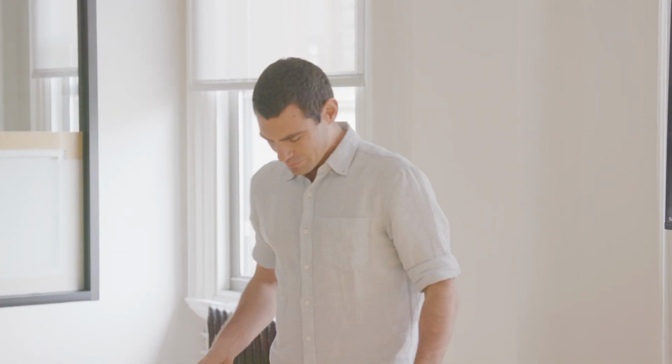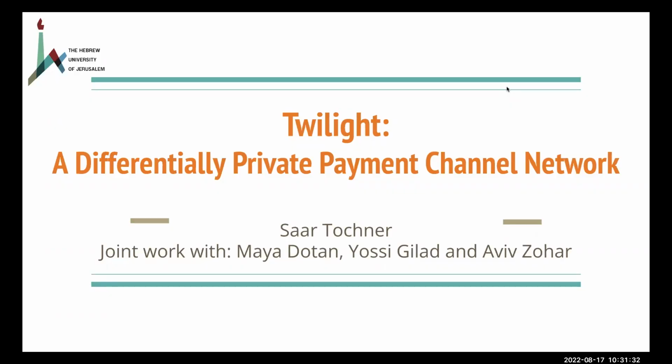I really want you to understand this deeply. The paper is called Twilight, a differentially private payment channel network. This is joint work with Maya Dotan, Yossi Gilad, and Aviv Zohar. We are all from the Hebrew University.